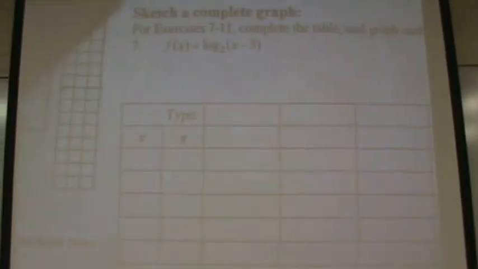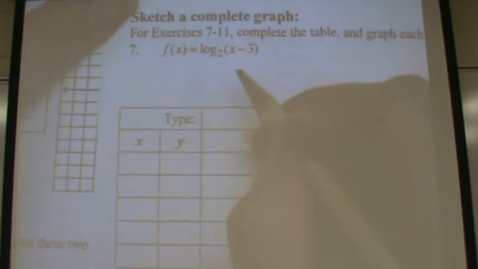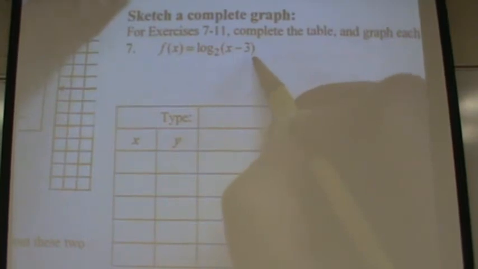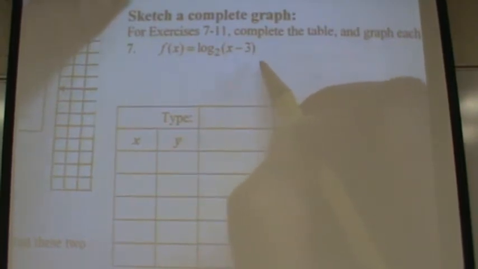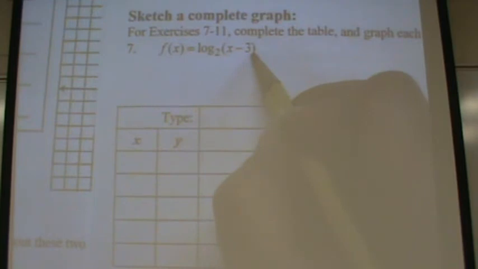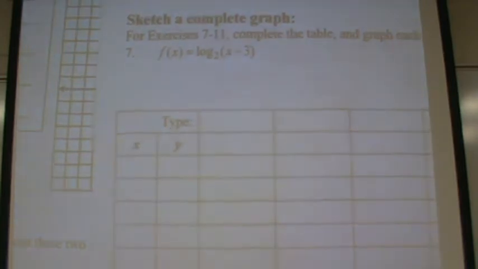Now I want you to go back to the graphs. Let's just really quickly run through these. Number 7 is in parentheses. This is gonna be a shift 3 units to the right. So that's your B, that's the second thing you would normally do. The A value is 1, you don't have to do anything there. So you'd add 3 units to your x's. That's it. It's a very simple one. Now flip it over.